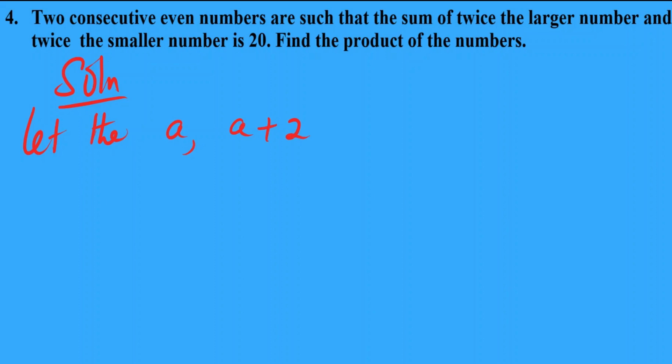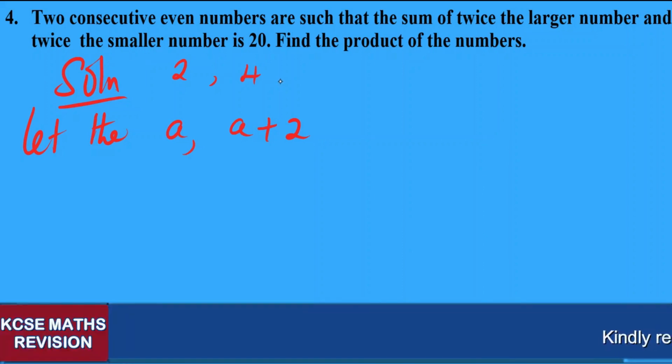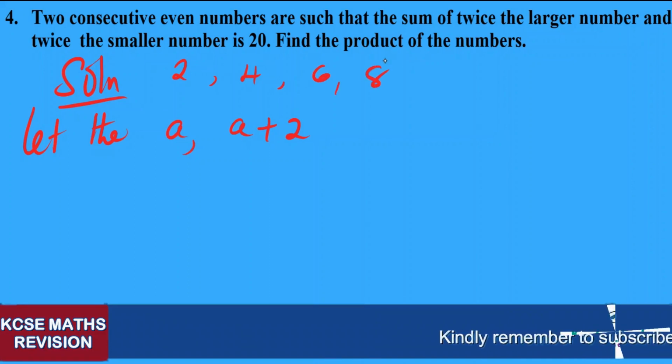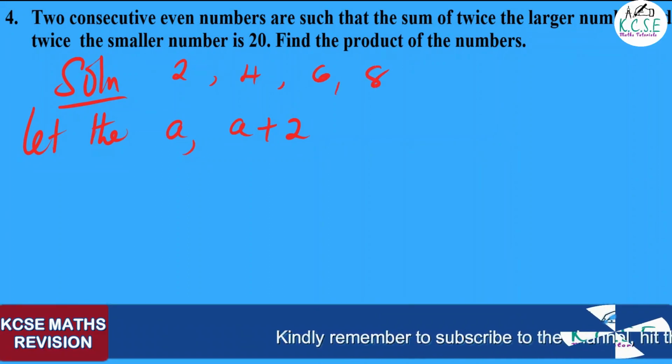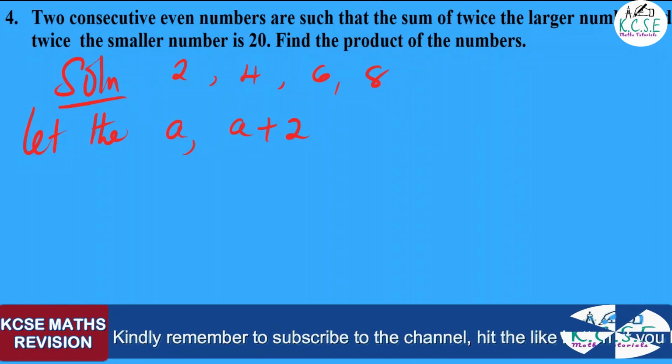Just as an example of even numbers, we have an even number like 2. The next even number after 2 is 4. So you can see there's a difference of 2 from one even number to the next, and that is why the next consecutive even number is a plus 2, where the first one is a. The next ones are 6, 8, and so on. So the first one is a, the other consecutive one is a plus 2.